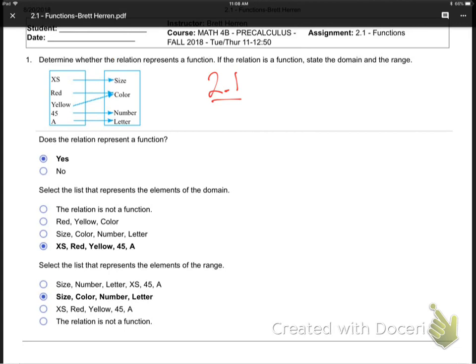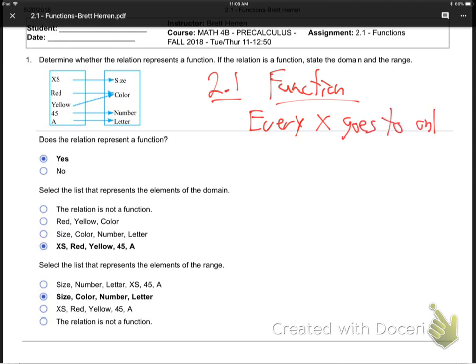So what does it mean? We're going to cover 2.1 today. What does it mean to be a function? Does anybody know that rule already? Every x, anybody know? What's the function rule? Every x goes to only one y. Have you ever seen that rule? That's what it means to be a function. Every x goes to only one y, not two y's. Can't have x go into two y's.